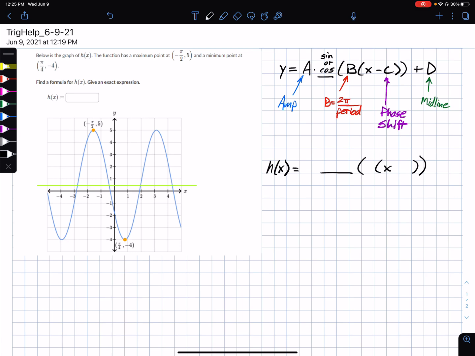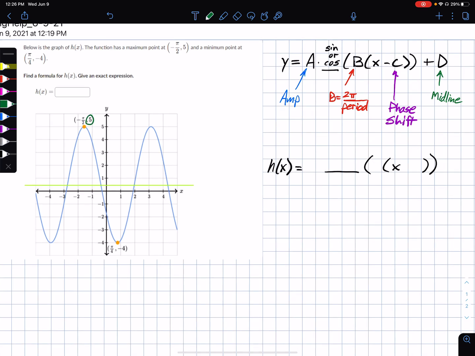On this problem, we're going to come up with a formula for h of x that satisfies the graph given. Now we are given a maximum here at negative pi halves at positive 5 and a minimum at pi fourths and negative 4. I've highlighted where the midline will be, but let's talk about that first and get that calculated exactly. Okay, so the way you want to find the midline is by averaging the mins and maxes.